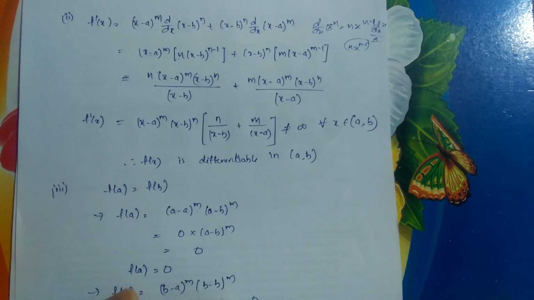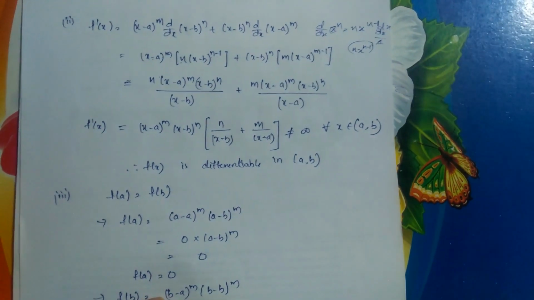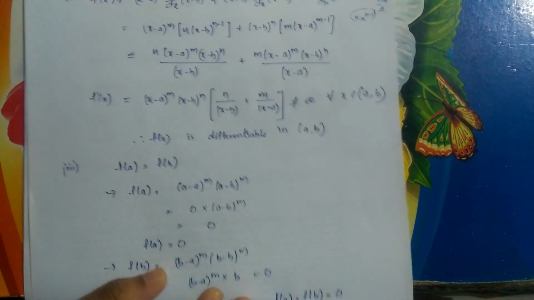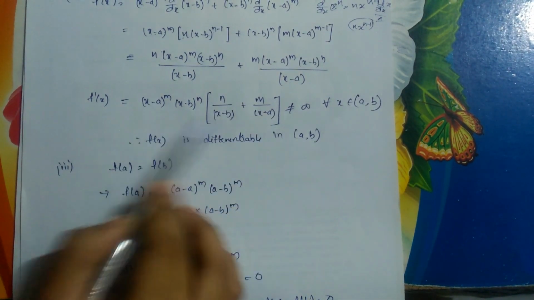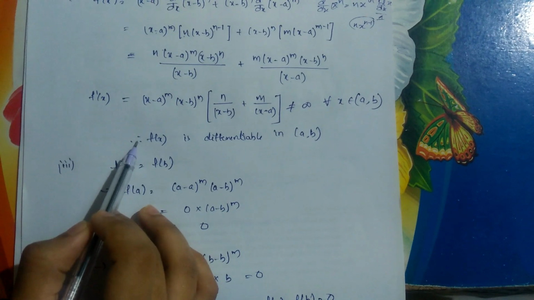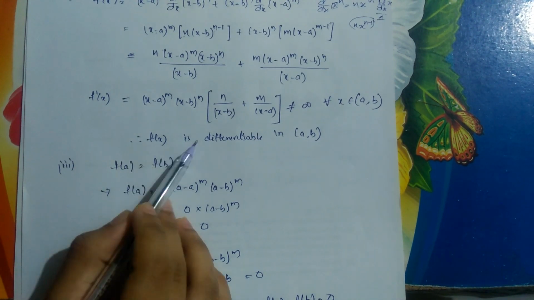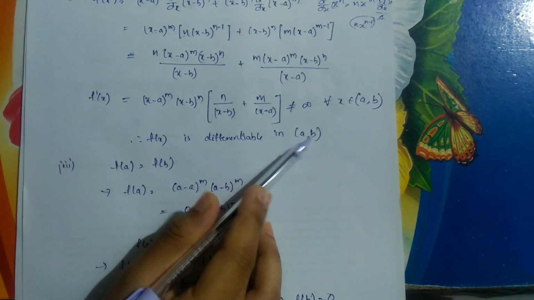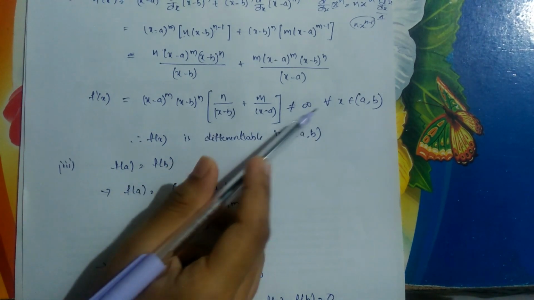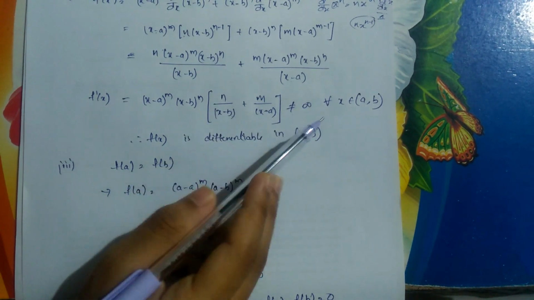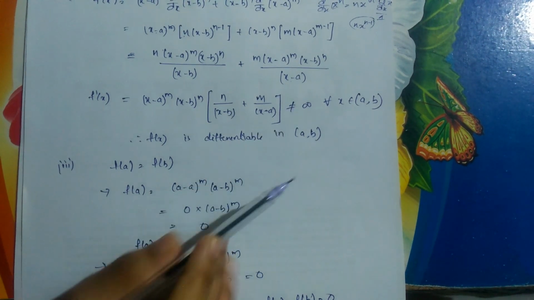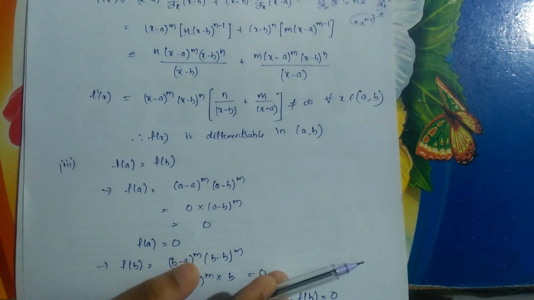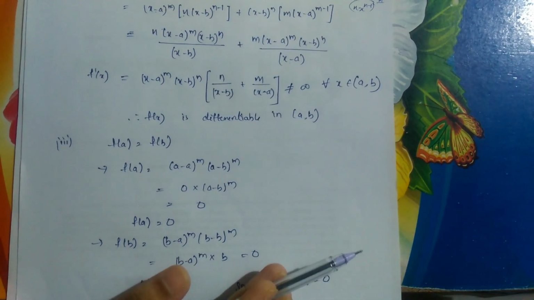So excluding a and b, in between a and b, whatever the integers are there, for all those values this value is not going to be infinite. So here we give a conclusion: f of x is differentiable in the open interval (a, b). Whatever values you substitute for x in between a and b, this value is never infinite. Then the second condition is also satisfied.